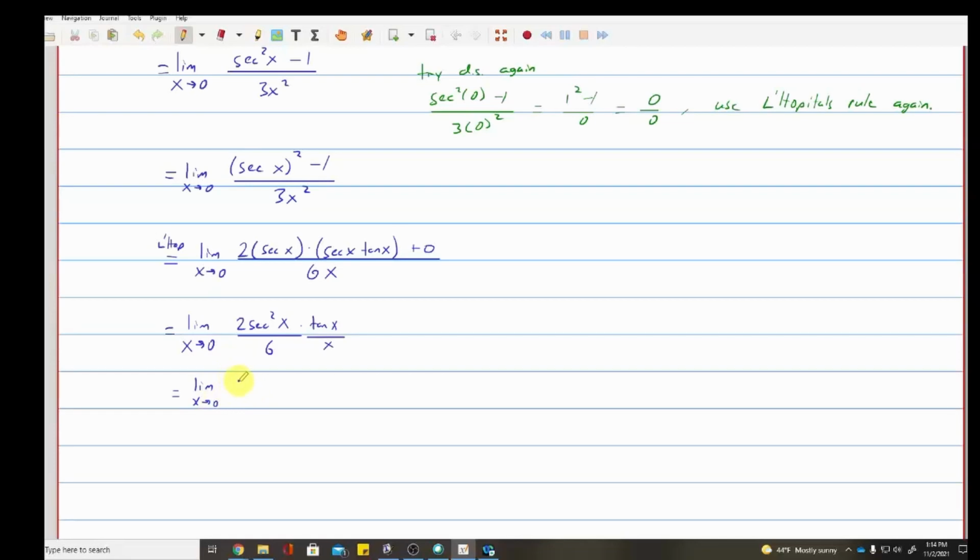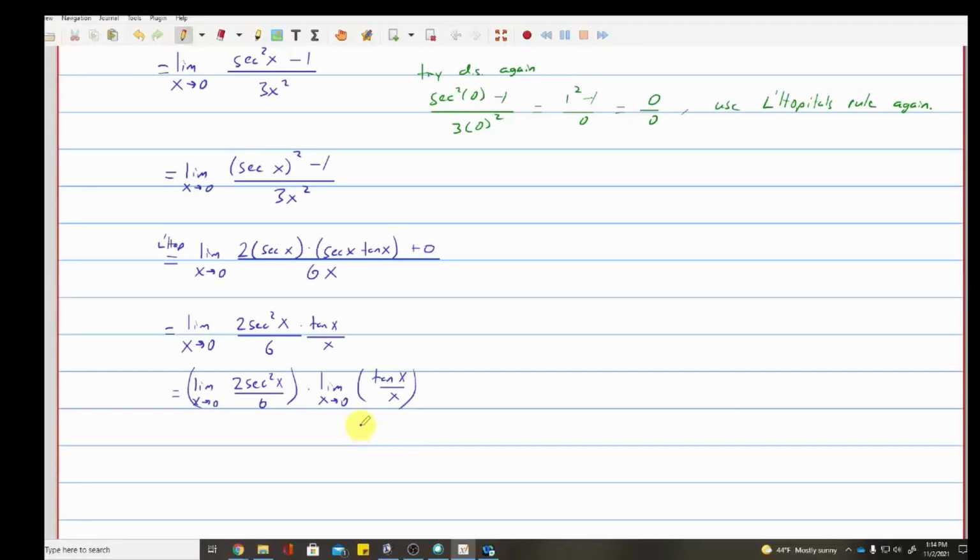So I'm going to write this as the limit as x goes to 0 of 2 secant squared x over 6, times the limit as x goes to 0 of tangent of x over x.